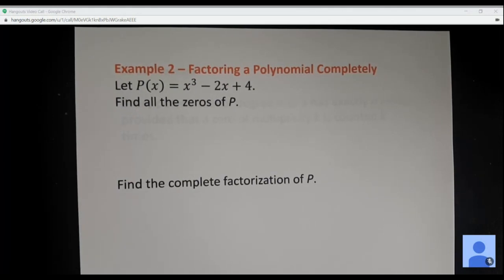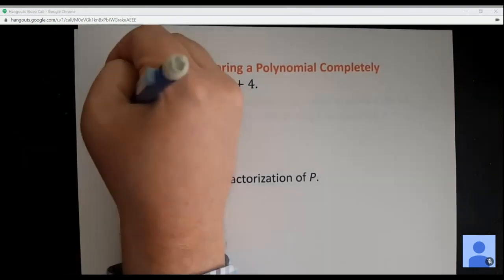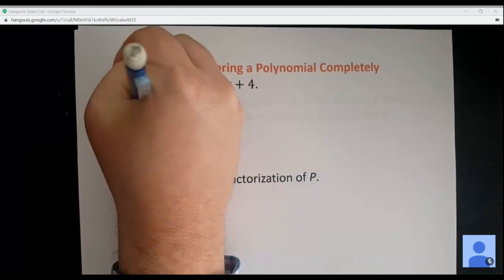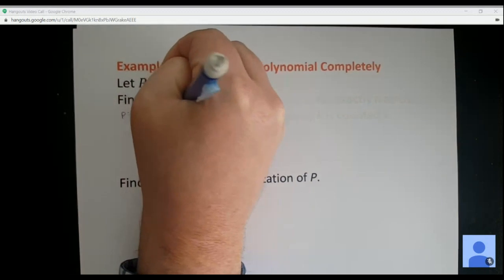All right, so what's our first step here? P's and Q's, good. So let's go with our P values first. So what are going to be the values of P this time? Minus 1, 2, and 4, good. So plus or minus 1, plus or minus 2, and plus or minus 4.